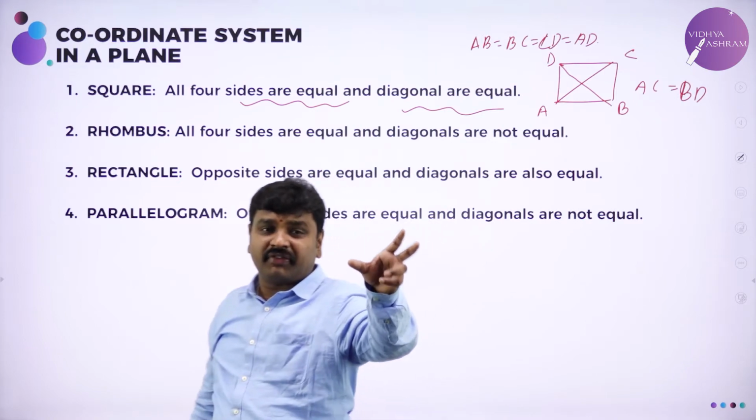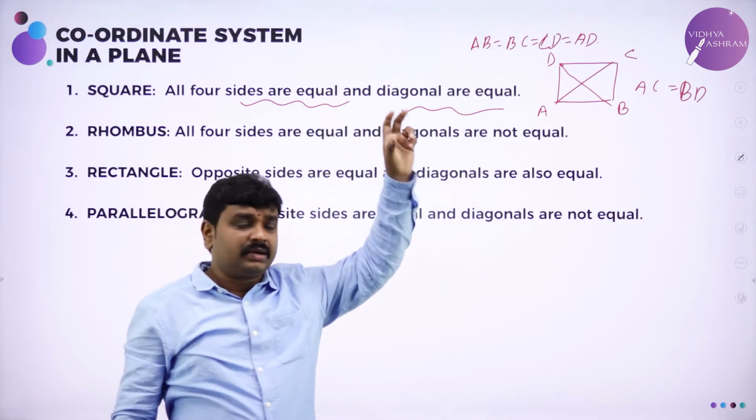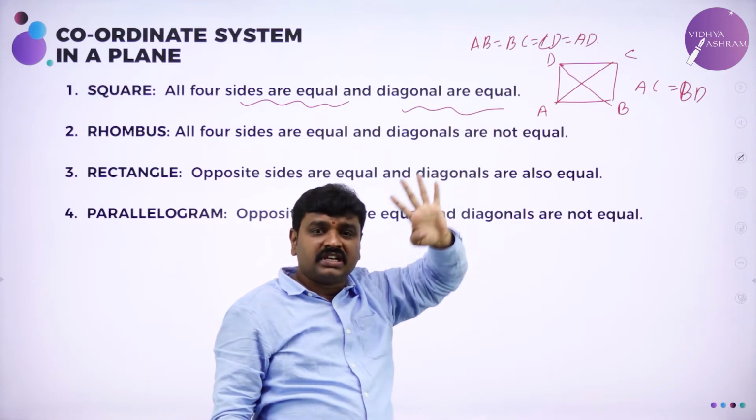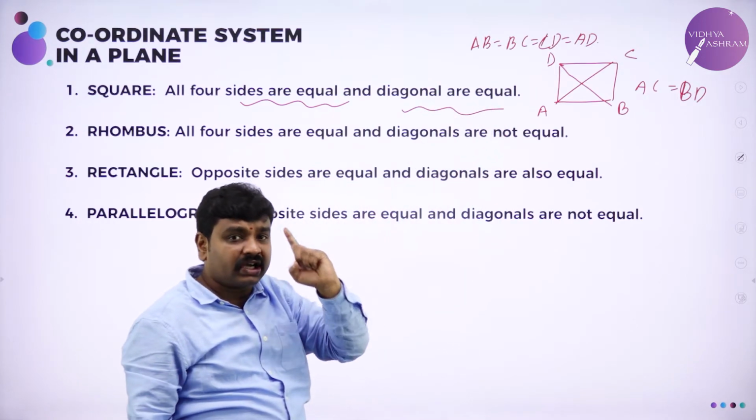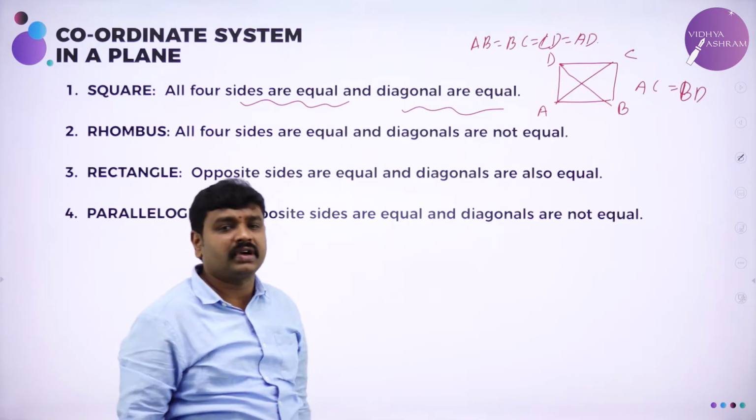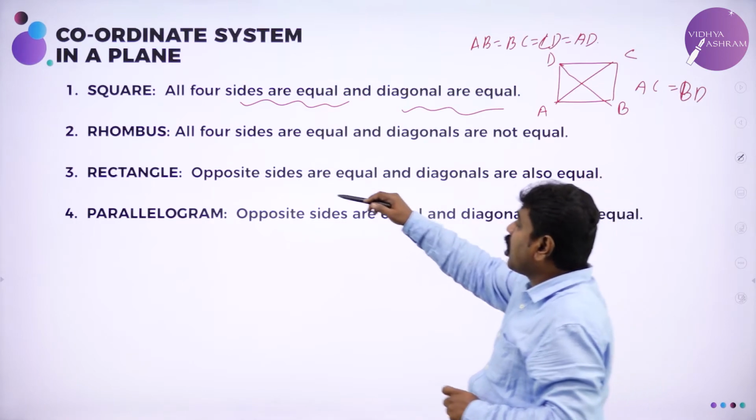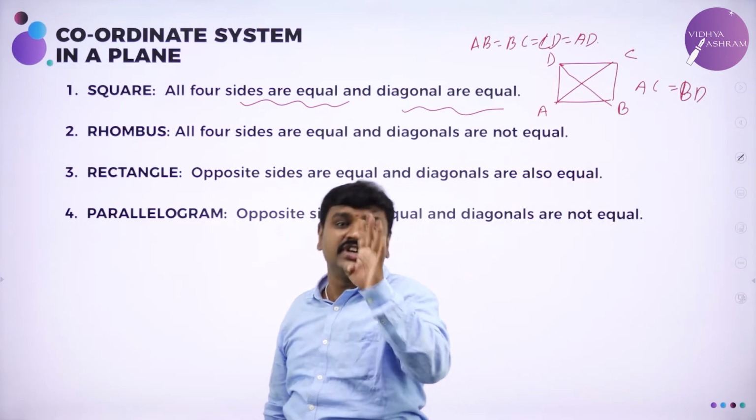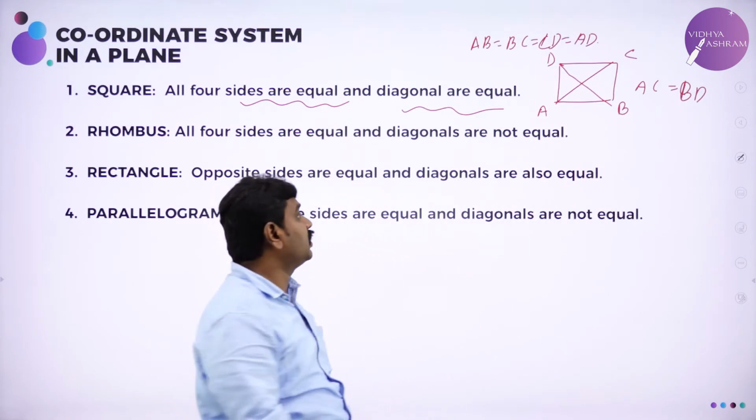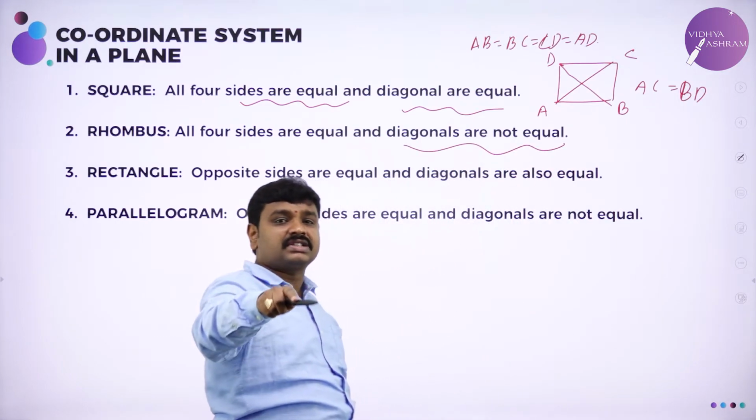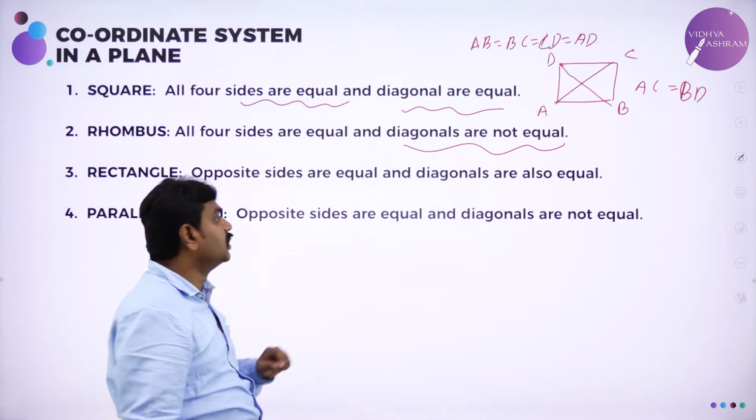Apply the distance formula, find the length of AB, BC, CD, AD, all four sides should have the same length, along with that diagonals also should be the same, then we call it a square. What is a square? If all four sides are equal and diagonals are equal, then we call it a square. And then rhombus. Rhombus means only the four sides are the same, diagonals are unequal. Sides are equal but diagonals are not equal means it's a rhombus.